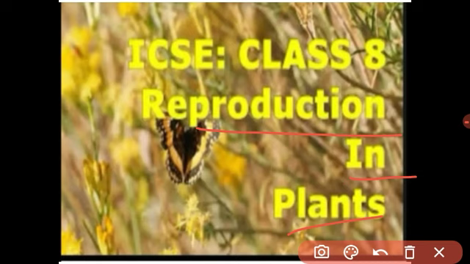There are two types of reproduction: sexual reproduction and asexual reproduction. What is meant by asexual reproduction? It means only one parent is involved. There is no fusion of male and female gametes. It's called asexual reproduction. And sexual reproduction means two parents are involved and there is the fusion of the male and female gametes. Got it? This is called sexual reproduction.